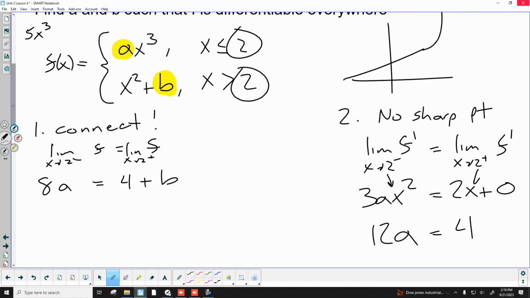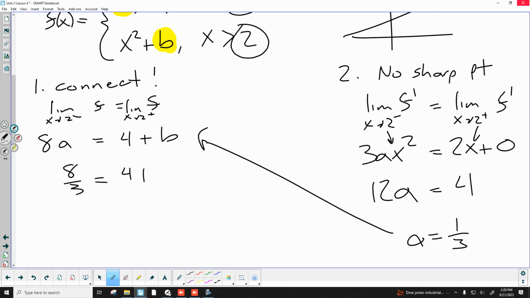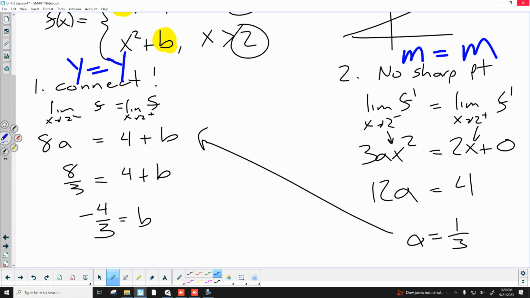You'll be able to find one of your letters. You'll be able to then find your other letter. Boom. You will make sure that the pieces not only connect, but they will connect smoothly. So, summing things up, make sure your y's equal. Make sure your m's equal. Does that make sense? The y's equaling, the pieces will meet up. The m's equaling, they will meet up smoothly.